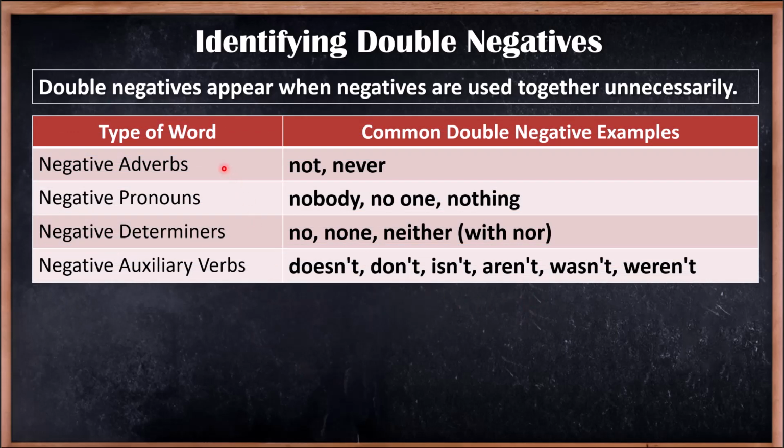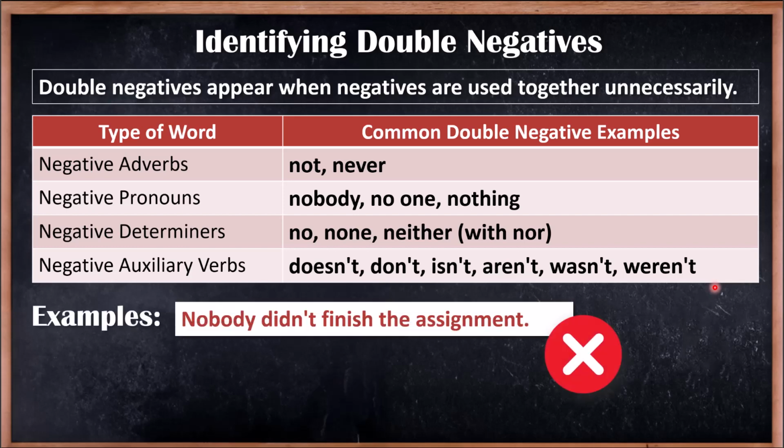There can be negative adverbs, such as not or never, negative pronouns, such as nobody, no one, nothing, negative determiners, no, none, neither, used with nor, and we may also have negative auxiliary verbs, such as doesn't, don't, isn't, aren't, wasn't, or weren't, etc. So you must be careful to make sure the negatives used in your sentence do not cancel each other out. So, for example, nobody didn't finish the assignment.